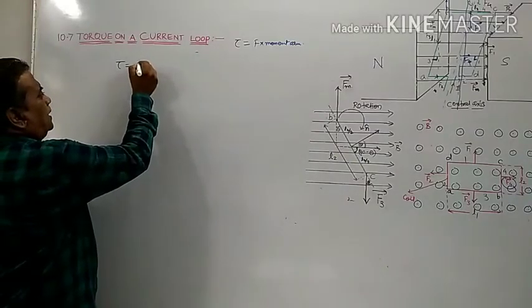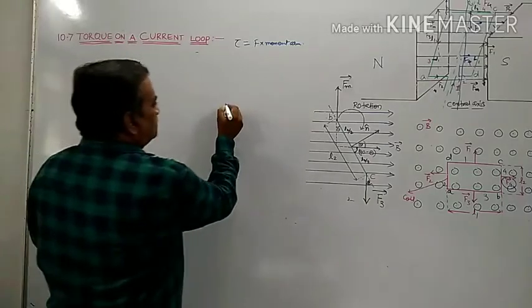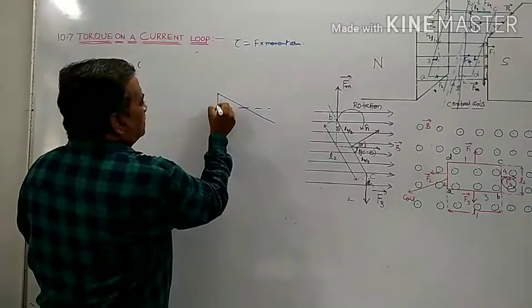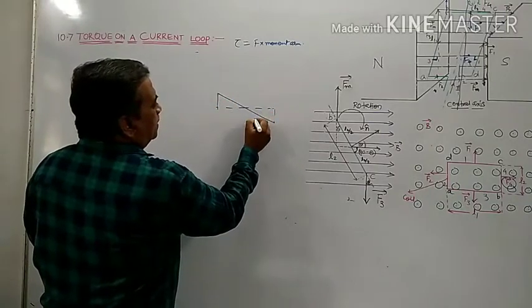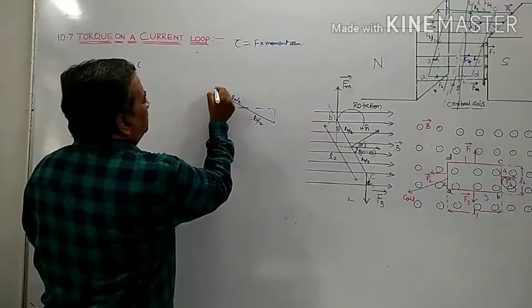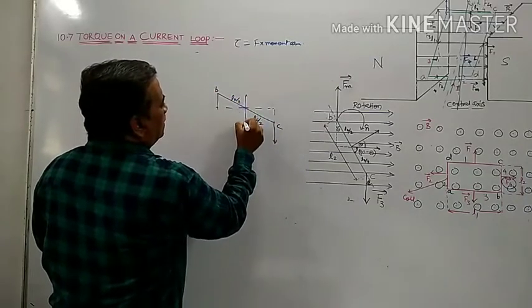Actually this torque is the sum of, look at this, here this distance is L2 by 2, L2 by 2, here point B, point C, and here the forces are like this.